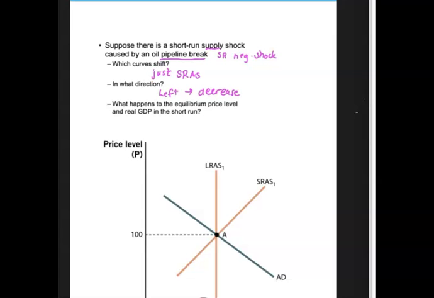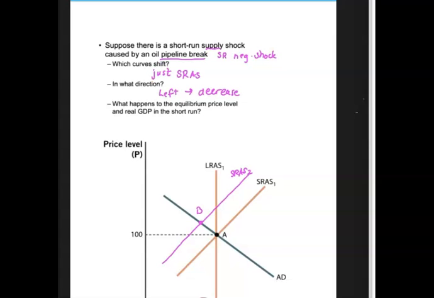So now let's shift that. From this point, which way will it shift? It will shift to the left, right? So let's shift it to the left. If the short run aggregate supply shifts to the left like this, the new point is the new point B. This is SRAS2, and point B is the short run equilibrium.